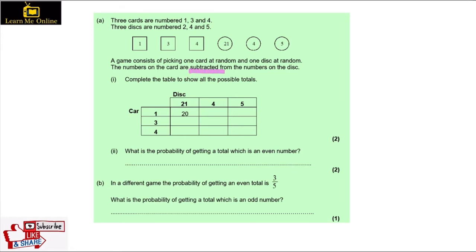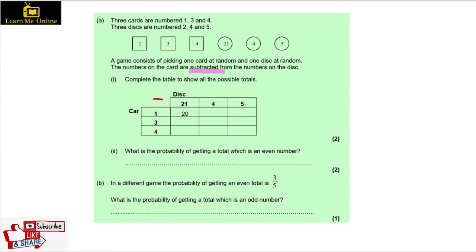So I'm going to highlight this key information here, which is subtracted. And now I'm going to write it down over here. So between them, between the disc and the card, the relation between them is to subtract them together. So here the first one is done for you already. So the first part is to complete the sample space, and to fill in all the possible outcomes, the first one is done for you already.